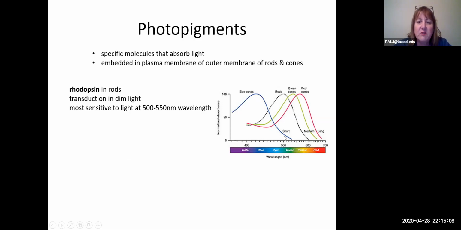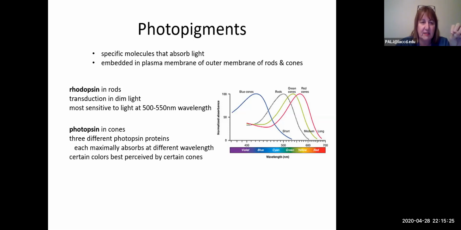It's going to be most sensitive to light around the 500 to 550 nanometer wavelength. Don't have to memorize the numbers. I just want you to realize it's sort of right in the middle. Now, as opposed to rhodopsin in rods, in cones we have a different photopigment called photopsin. And there actually are 3 different photopsin proteins. Of course, each one has a different name. We're not going to learn the names, so just learn them all as photopsin. But each of those for the 3 basic cones absorbs at a different wavelength. And by the way, about 10% of the population has more than 3 basic colors. They have 4 basic colors, which is really kind of cool, but let's stick with the basic 3 colors.